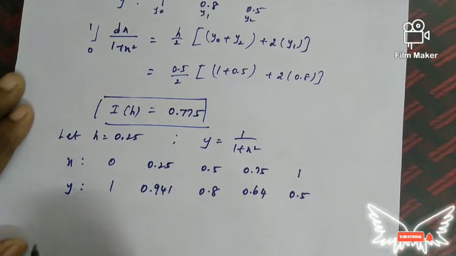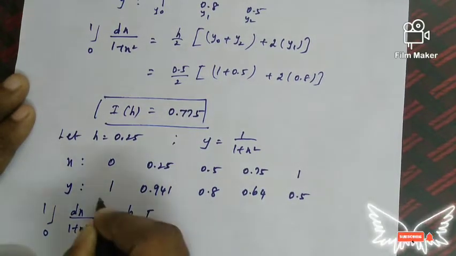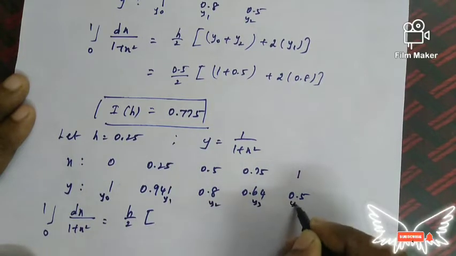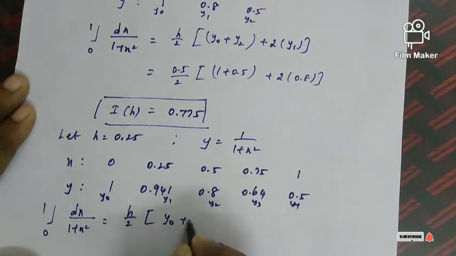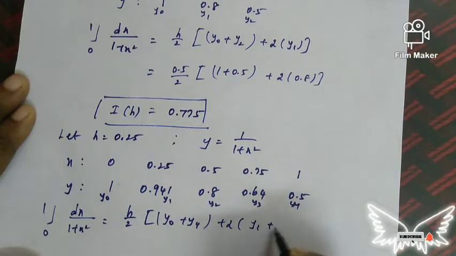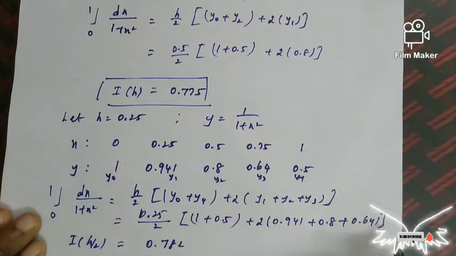By the trapezoidal rule, integral 0 to 1 dx by 1 plus x square equals, the formula we have already written. So h by 2 into, here the y values are y0, y1, y2, y3 and y4. So y0 plus y4, the first value and the last value, plus 2 into the remaining values. What are the remaining values? y1 plus y2 plus y3. Substituting all the values, we can get the final answer, 0.782.